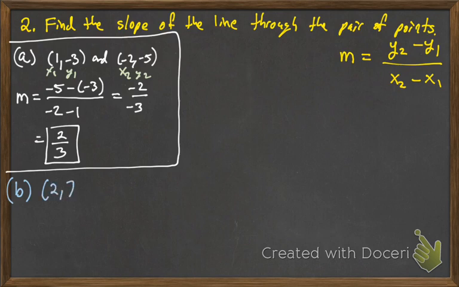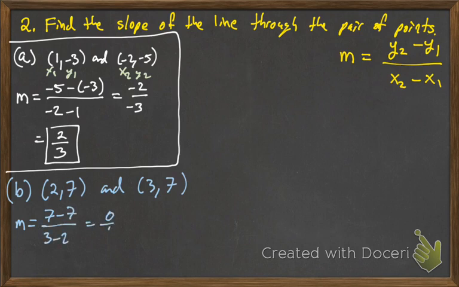Okay, let's take a look at another one. We're going to look at (2, 7) and (3, 7). And notice that the y-coordinates are going to be the same. So that's going to tell us something in a minute here when we actually find the slope. So it's going to be 7 minus 7 over 3 minus 2, which is 0 over 1, which is 0.